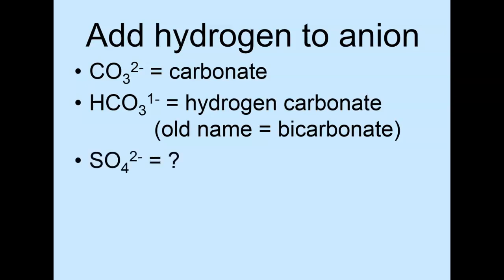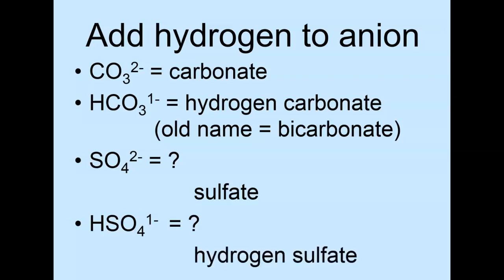So what is SO4 2 minus? I'll give you a minute to think about that. You can pause it, maybe write down what you think it is. Okay. Well, the answer is that is sulfate. And then if I add the hydrogen to it, I'm going to change the charge by 1. So I'll get -1 with an H in front of it. And what are we going to call that? Well, we're going to call that hydrogen sulfate.